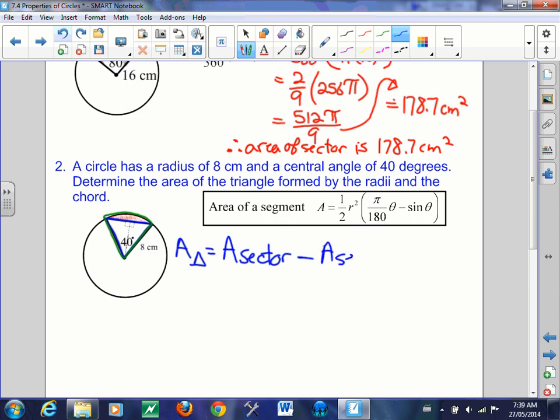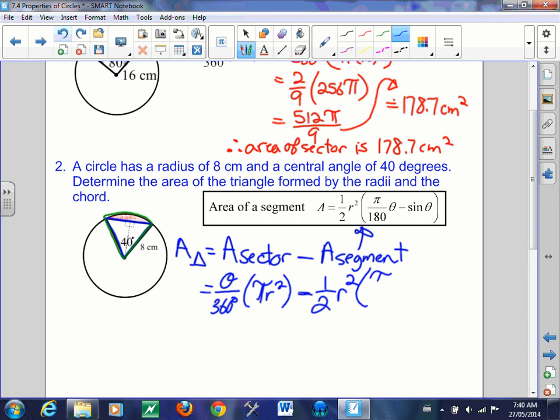So that's something to make note of. Area of the sector, if you look back to the formula on the last page, is the central angle over 360 degrees times pi r squared. Subtract the area of the segment. I put the formula up above because it's a harder one. I'm not going to expect you to memorize it, folks. Just so you know.